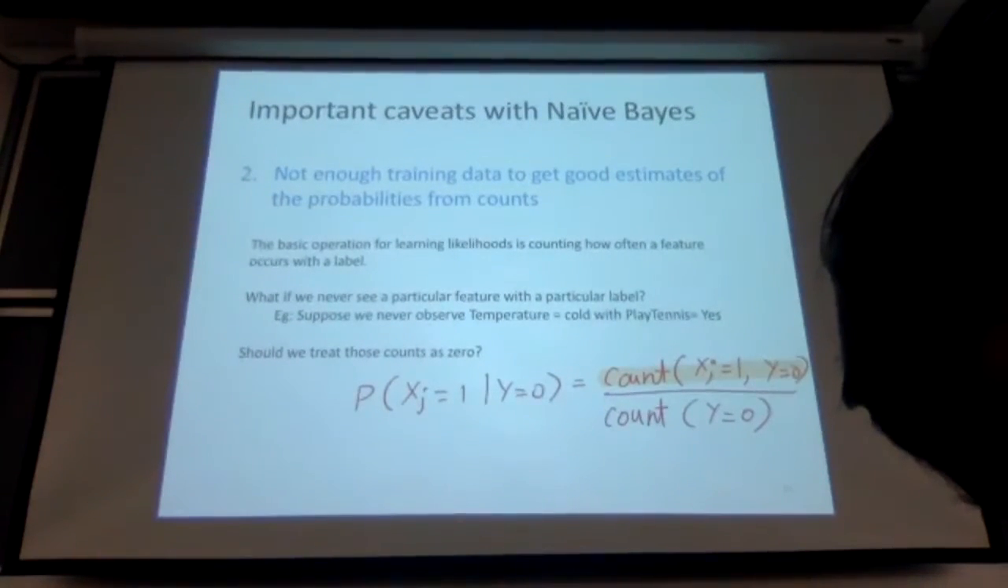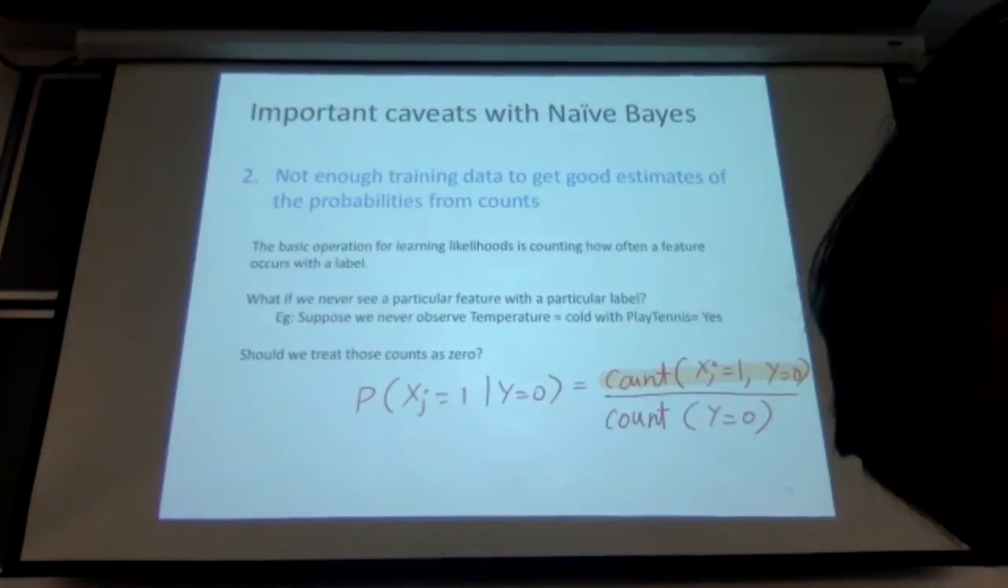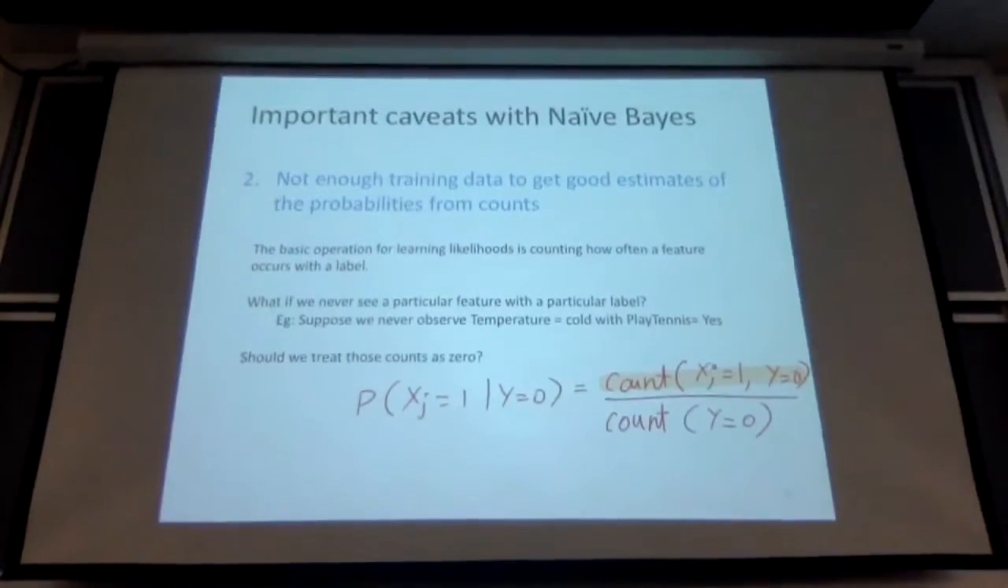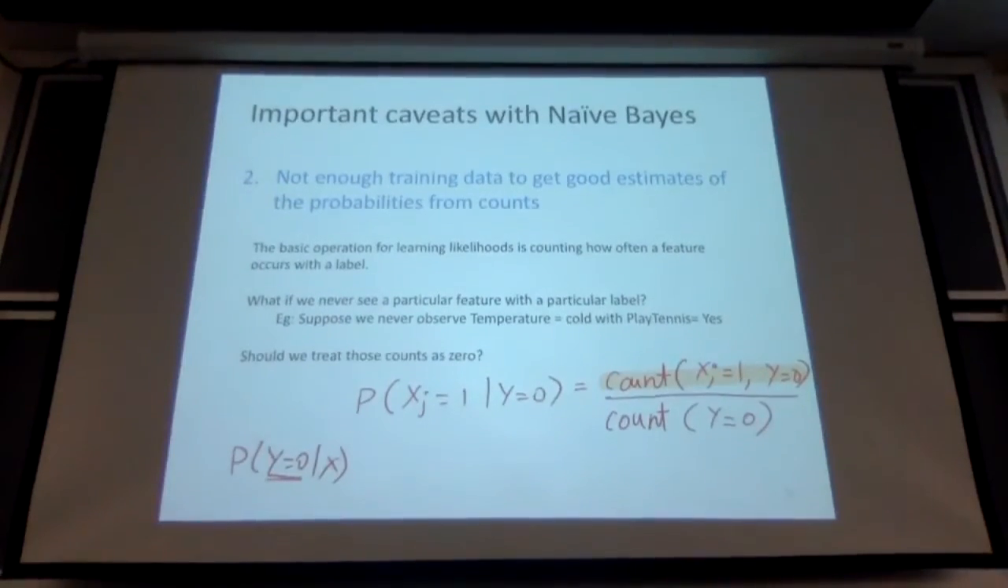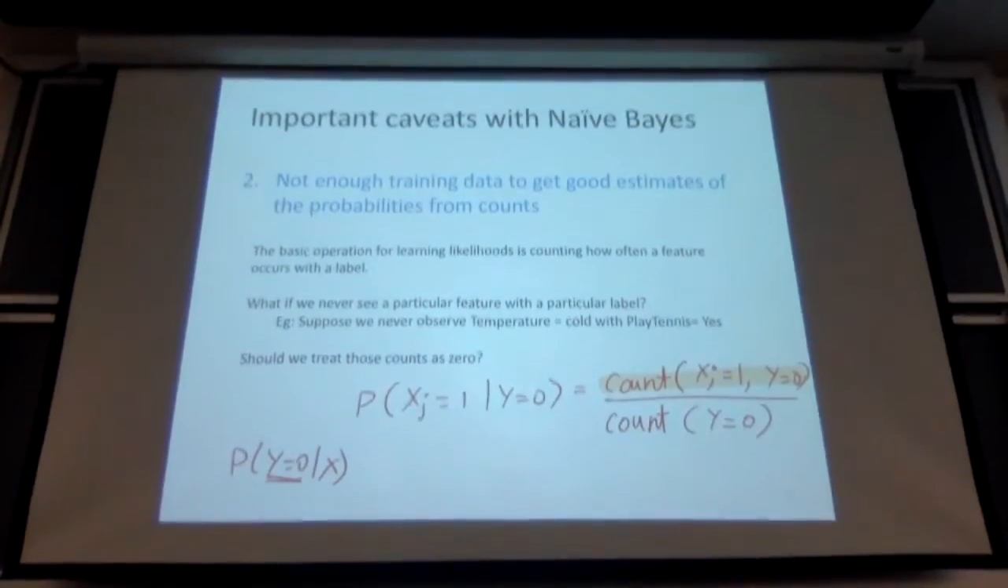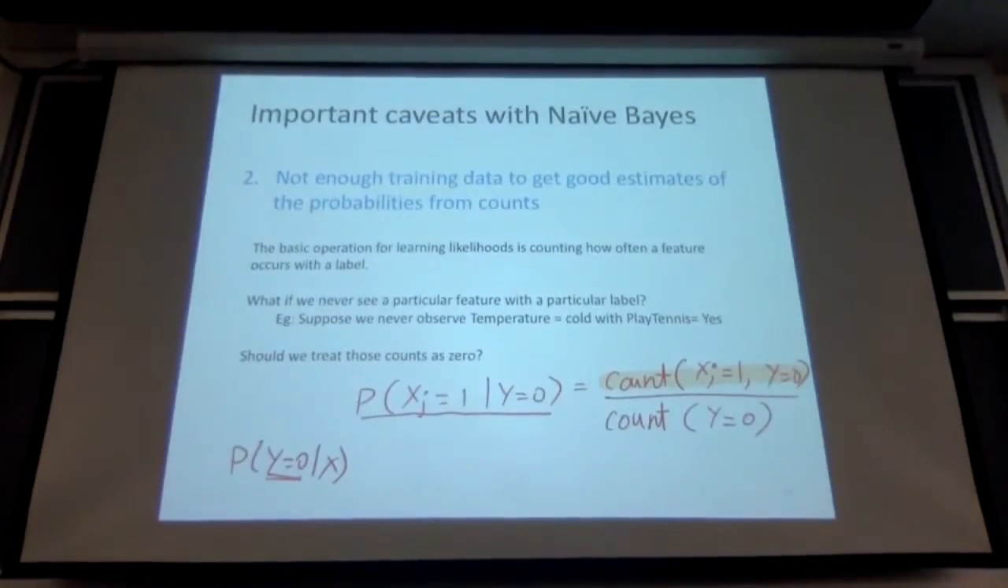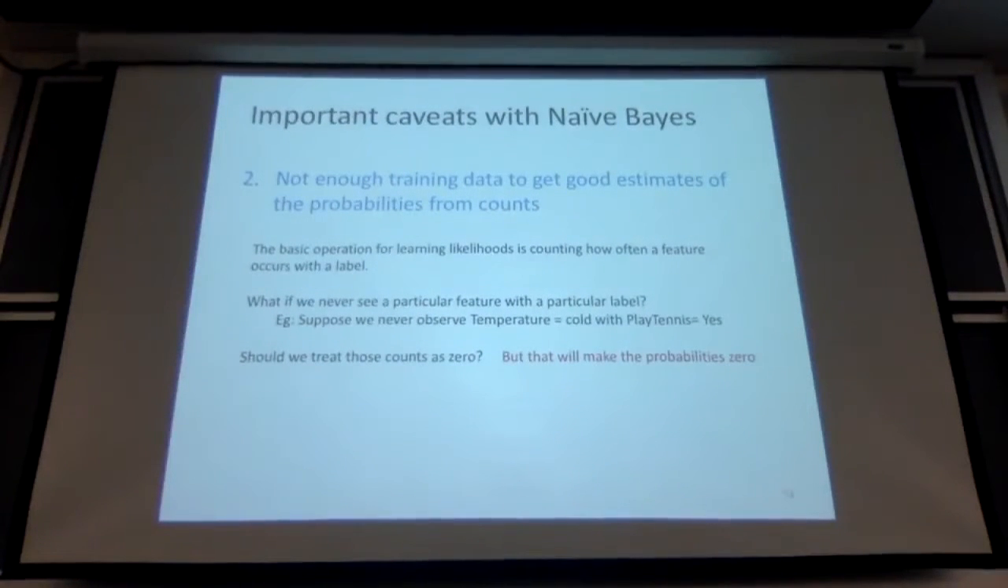The entire product becomes 0, which means the posterior probability becomes 0, which means that particular label will never get chosen. If this quantity is 0, then p of y equals 0 given x will become 0, because in expanding this quantity, one of the terms will be p of xj equals 1 given y is 0. If that is 0, the whole probability becomes 0, which means you will never ever pick y equals 0. So that seems like a bad idea. Making a probability 0 is always a bad thing. So how do we get around it?